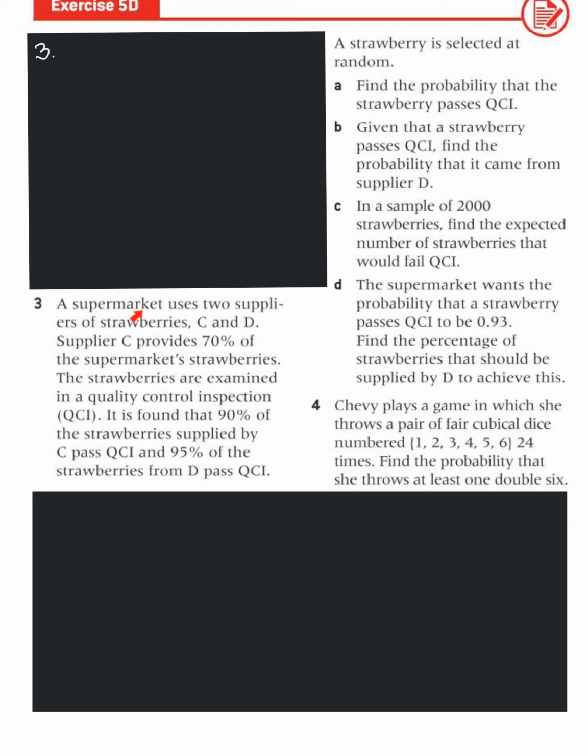Let's draw a tree diagram for this. Let's call that one C there. That's supplier C and supplier D. It tells us that 70% of the strawberries come from C, and so we can assume that 30% come from D. Next step is to have a look at what it says here. It is found that 90% of the strawberries supplied by C pass it, okay?